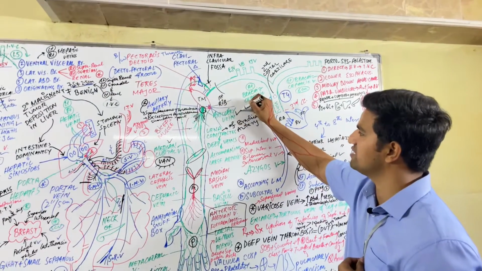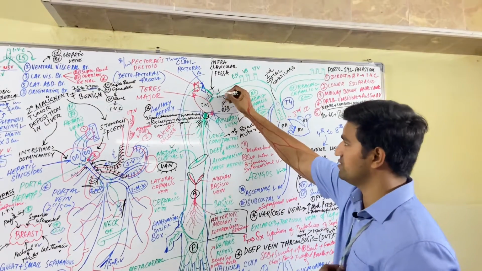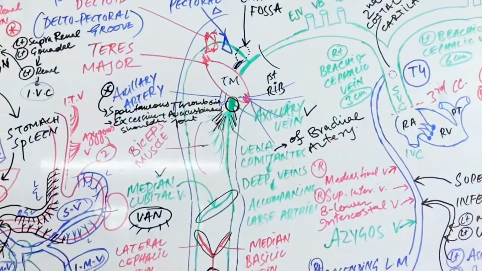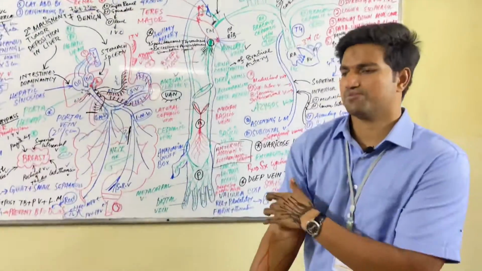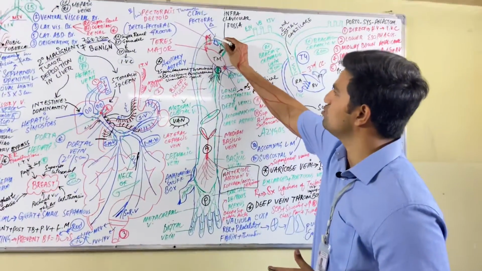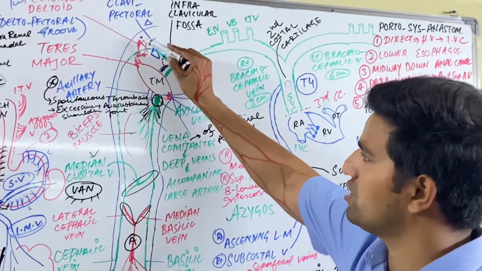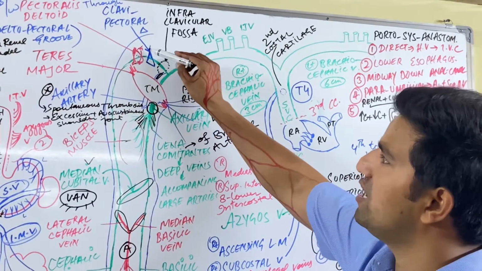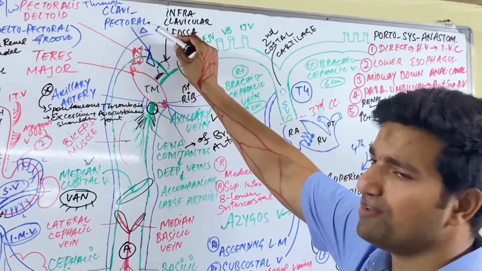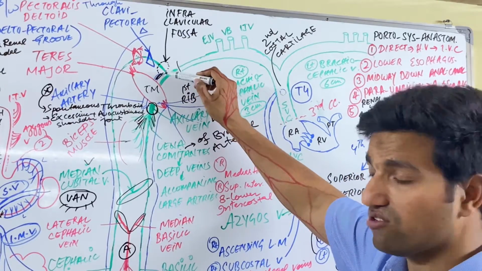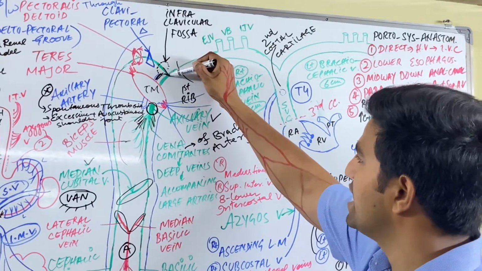called the axillary vein, and this axillary vein will go upward. The cephalic vein that is going lateral to the biceps muscle goes upward, passing between two muscles, the pectoralis muscle and the deltoid muscle, in the deltopectoral groove, passing through a triangle called the clavipectoral triangle and a fossa called the infraclavicular fossa, and will drain into the axillary vein.